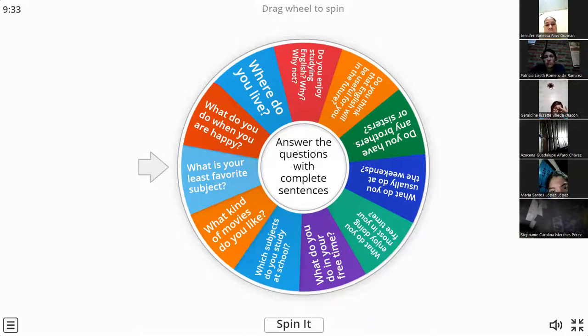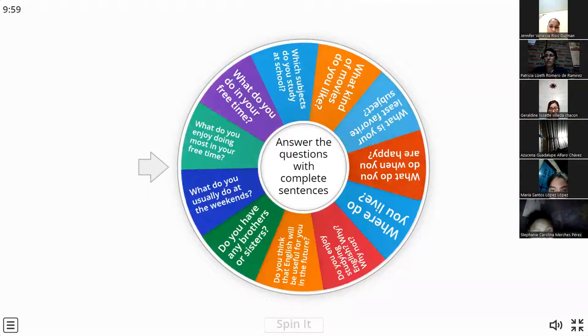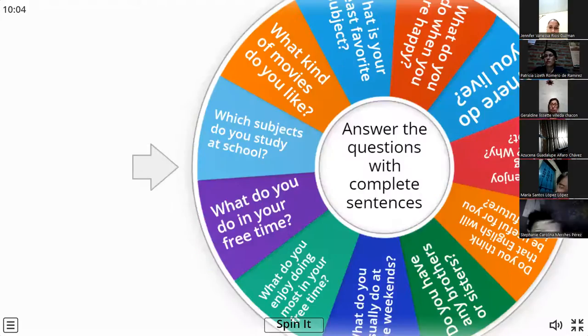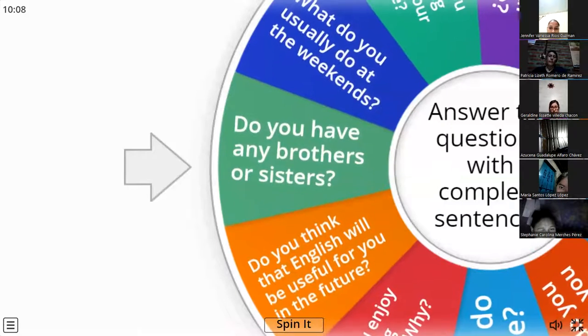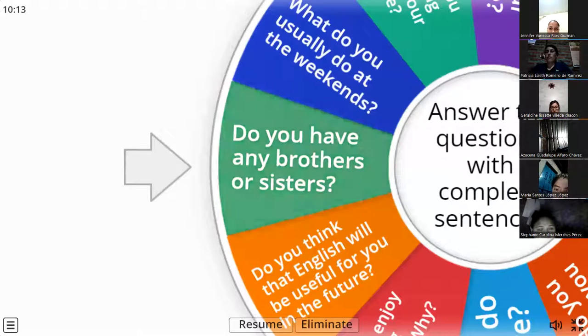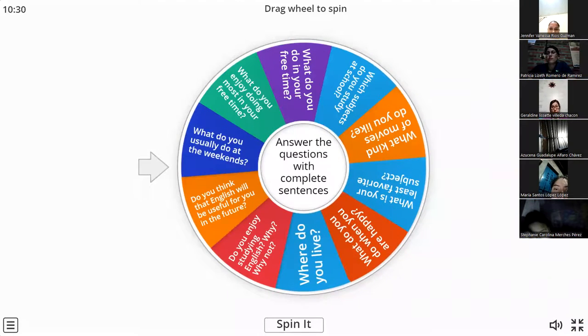Okay. Someone who wants to participate? ¿Alguien que quiera participar? Okay. Stephanie Carolina. Are you there? Stephanie? Okay. Do you have any brothers or sisters? Brother. Yes, I do. Okay. Do you have brothers and sisters? Yes, I do. Okay, I have brothers. A brother. Okay. Very good. Okay, now Patricia Lisette Romero.